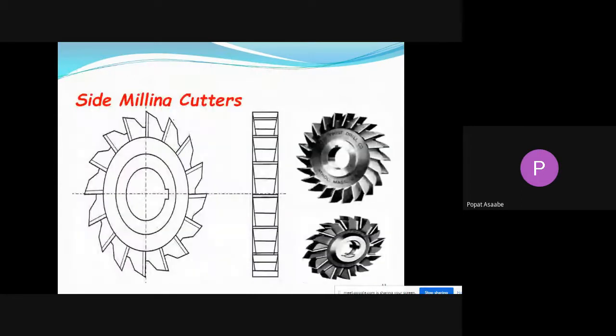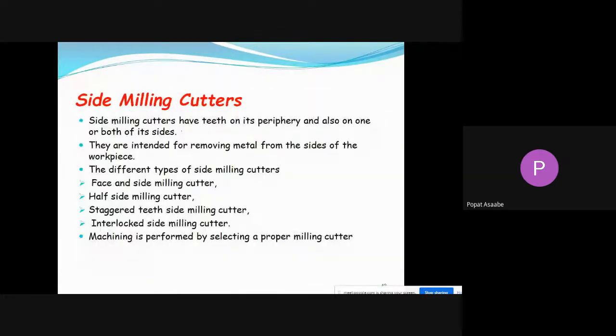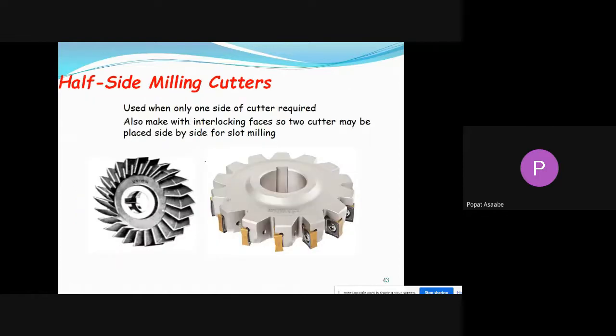See, this is the side milling cutter. Now what is the facility of that side milling cutter? You have to see here. In that side milling cutter, the teeth are provided on its periphery and also on the side of the cutter. See here.